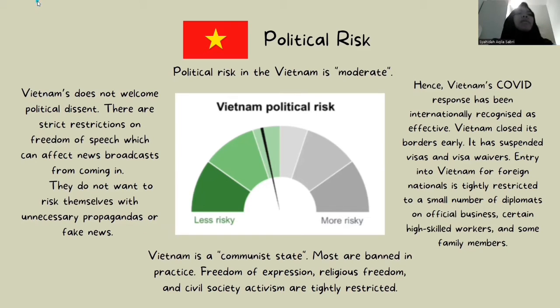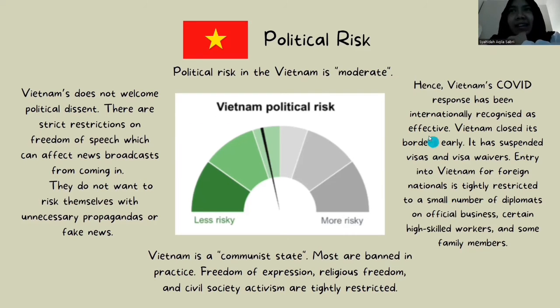Vietnam does not welcome political dissent. There are strict restrictions on freedom of speech, which can affect news broadcasts from coming in. They do not want to risk themselves with unnecessary propaganda or fake news. So orang-orang macam ni dia macam dah malas nak layan lah kalau ada news ke apa, sebab even sekarang dekat Vietnam and also North Korea, they don't have, you know, social media apa semua, benda tu restricted. So memang diorang tak tahu apa-apa news lah.